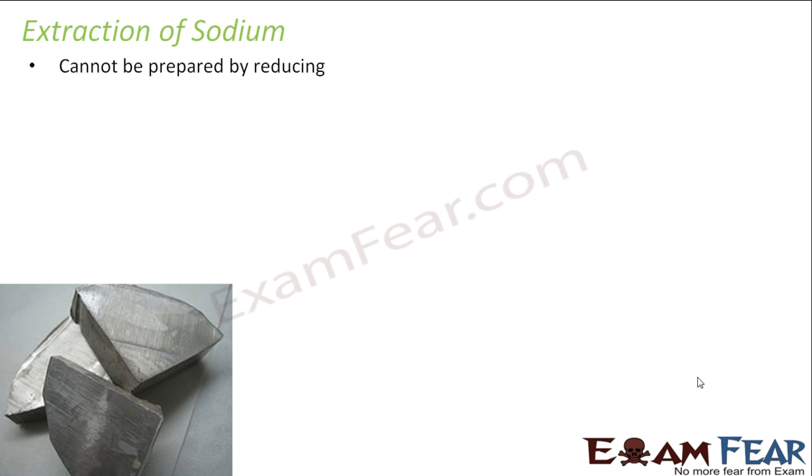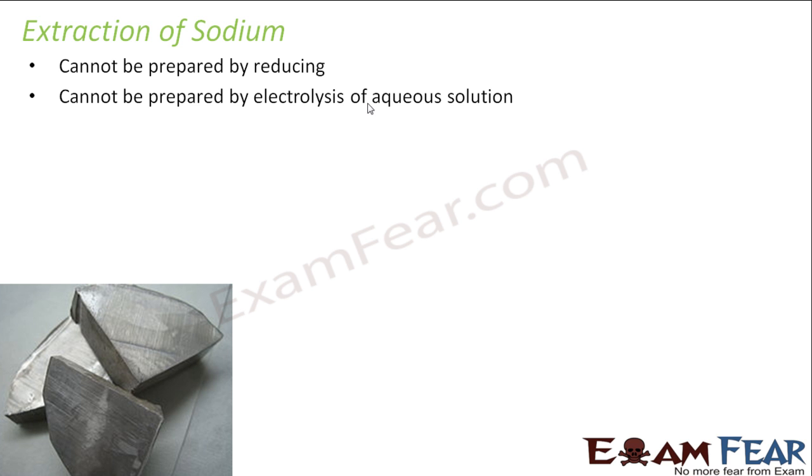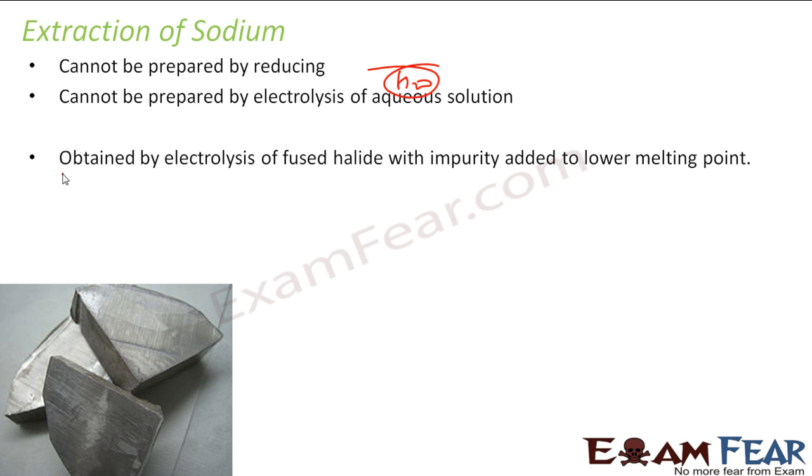Let's talk about the extraction of sodium. Sodium, as I told, cannot be prepared by reduction because sodium itself is a good reducing agent. In fact, all the group 1 metals are good reducing agents, so they cannot be prepared by reduction. So what is the next step? Can it be prepared by electrolysis of aqueous solution? No, because the moment we talk about aqueous, we talk about water, right? Sodium will react with water to form sodium hydroxide. So you can't even prepare it by electrolysis of aqueous solution. So what should we do? Then sodium is obtained by electrolysis of fused halide with impurity added to lower the melting point.